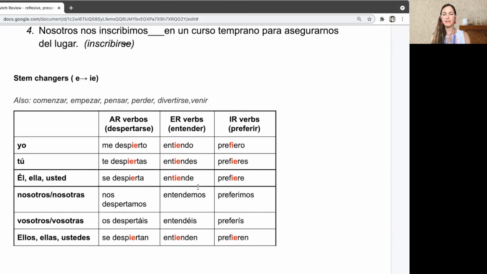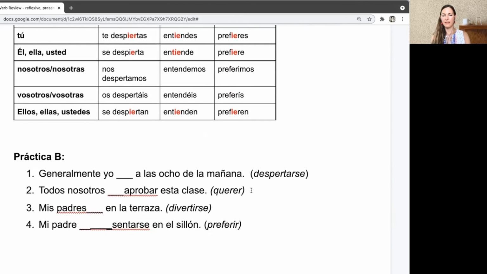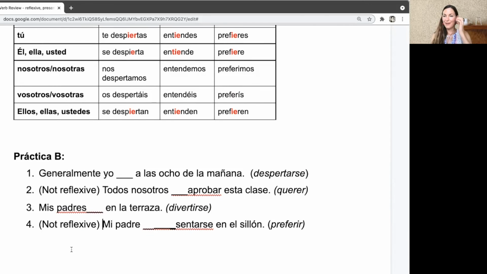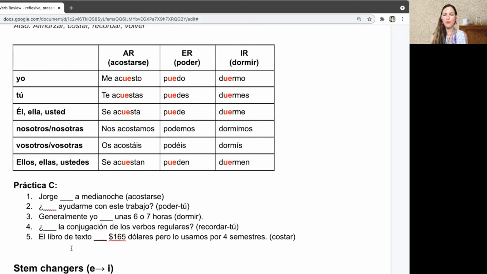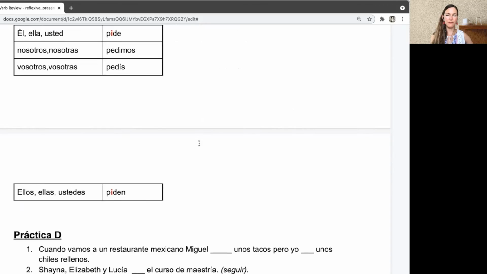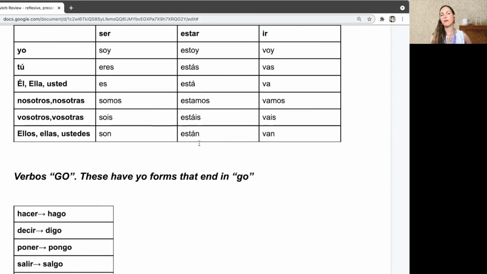All right, here's some more. You can see some stem changers. Okay, not all these are reflexive. So these are reflexive, see? Se. This one is not. Bueno. Muy bien. All right, here's some more. This is just to look. Now this one is reflexive again. This one's not. All right, bueno. There you go. So they're not all reflexive. Here's just some other ones to practice.